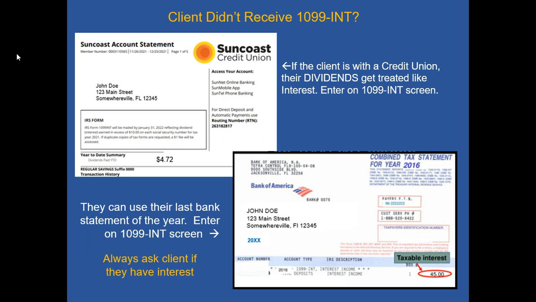If they don't have a 1099-INT because it's under $10, most of our taxpayers have smartphones and bank on their phone. So all they have to do is open up the last bank statement of the year, whatever the December 31st statement falls on. For example, here on Suncoast, you can see the year to date summary and it'll say dividends. Dividends for Suncoast, or for any credit union, are the same as interest from another bank.